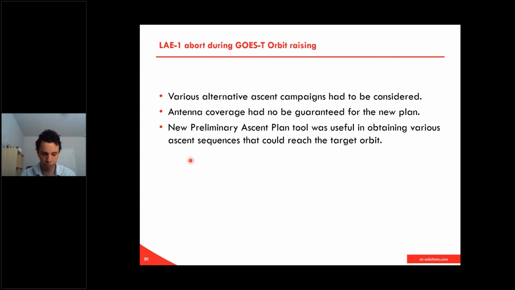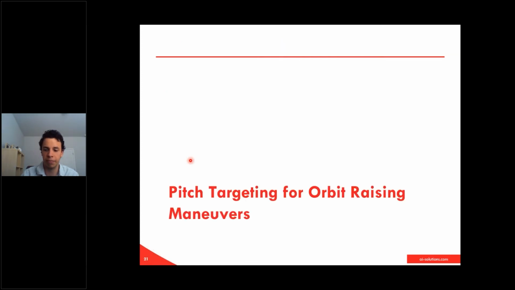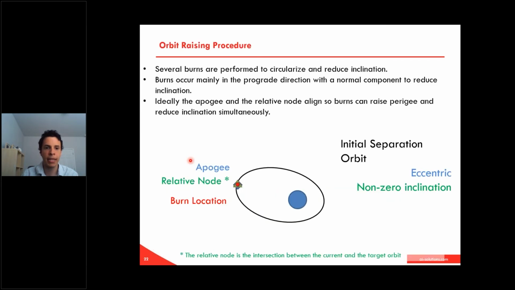Fortunately, after we replanned the campaign, we only lost about 2 days and there was no other impact on the mission other than taking just a little bit longer in the orbit raising sequence. Next, I'm going to talk about the other functionality added to FreeFlyer for GOES-T. And this one is something that we identified during training for GOES-T.